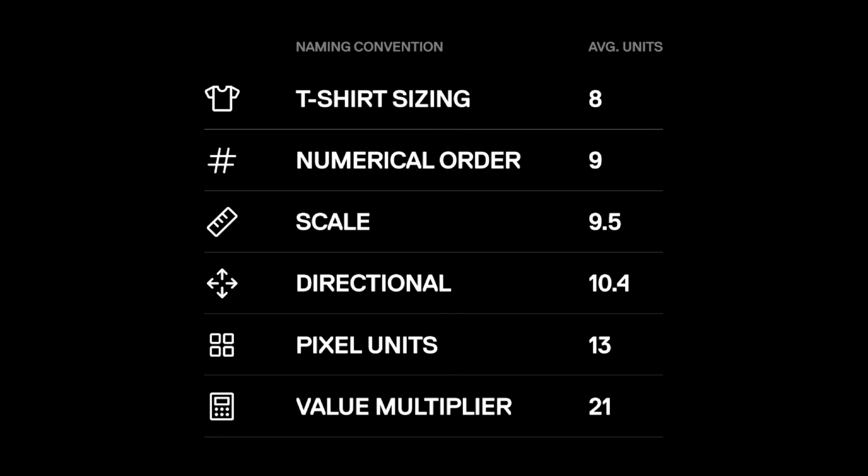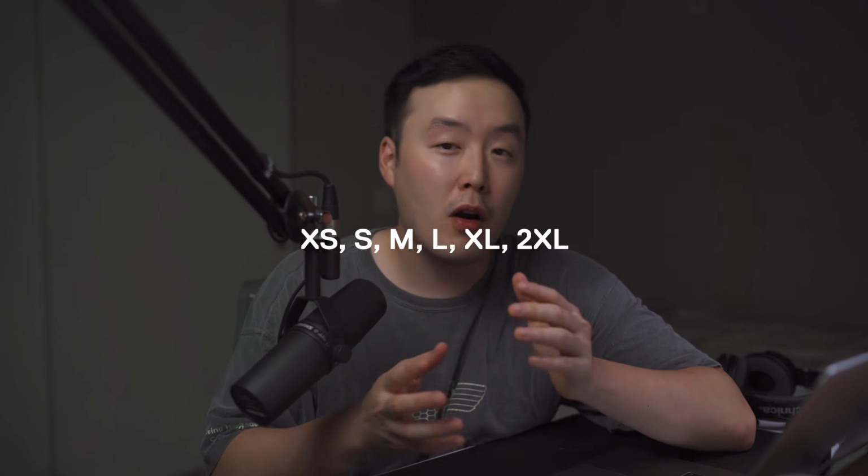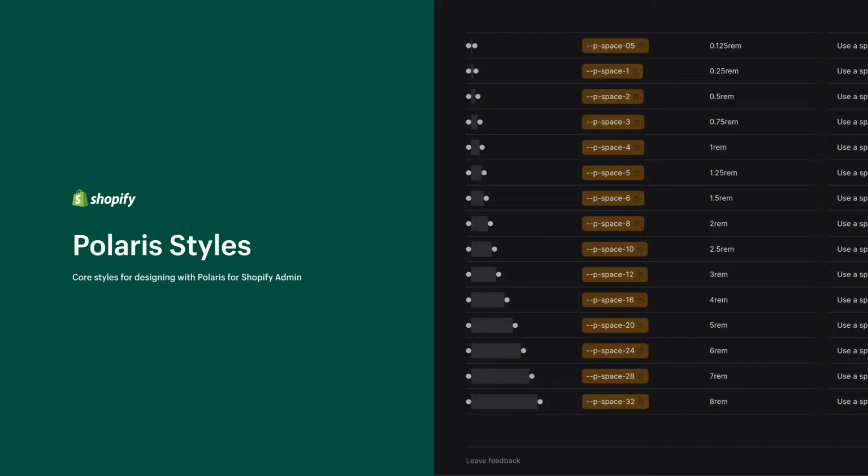Since the averages in the middle were so close, I only looked at the smallest and then the largest values to make the following assumptions. I assume that t-shirt sizing is used when there's not as many values within the scale, because the common sizes that we're familiar with tend to be extra small, small, medium, large, extra large, 2 extra large, which is around 6 sizes. My second assumption is that the value multiplier naming is used when there's a high number of values within the scale, since the name isn't bound to any familiar conventions and it relies more on a calculation. When we look at these examples, you can see that each of them have a lot of values within their spacing scale.